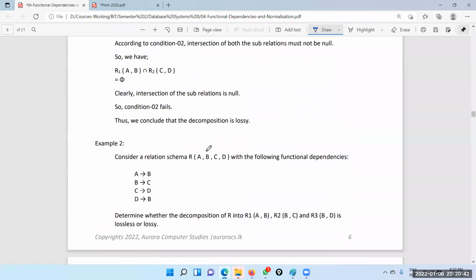So this is a question. Consider the relation R, which has 4 fields A, B, C, D, with the following functional dependencies: A determines B, B determines C, C determines D, D determines B. Determine whether the decomposition of R into R1 (AB), R2 (BC), and R3 (BD) is lossless or lossy.